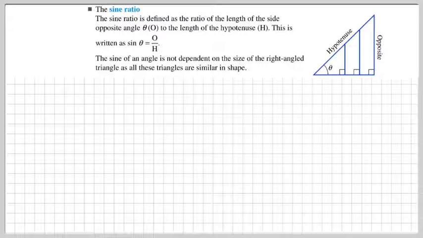This is the sine ratio. It's defined as the ratio of the length of the side opposite theta to the length of the hypotenuse. Sine theta is opposite over hypotenuse. Here's theta.